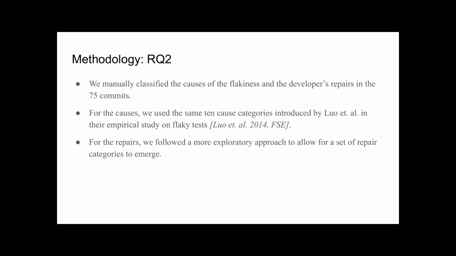Initially, one author inspected each commit and devised a minimal set of categories as a starting point. Then, two other authors used these categories to categorize each commit individually. As before, the authors then met to agree the final set of repair categories, their definitions, and the final repair category of each commit.